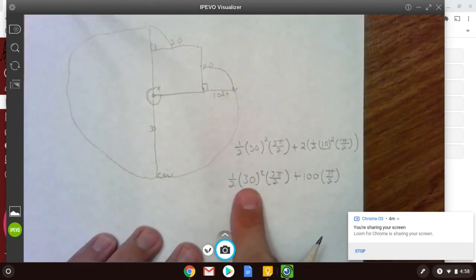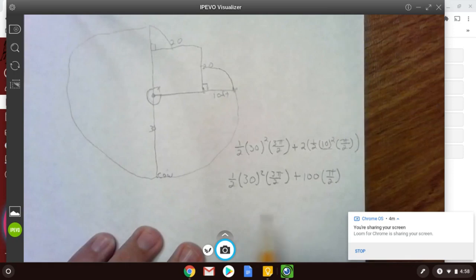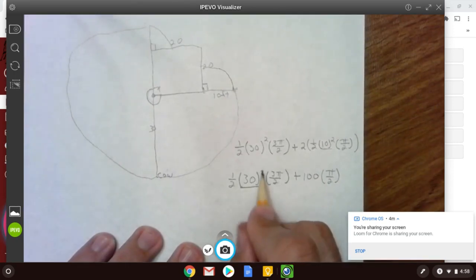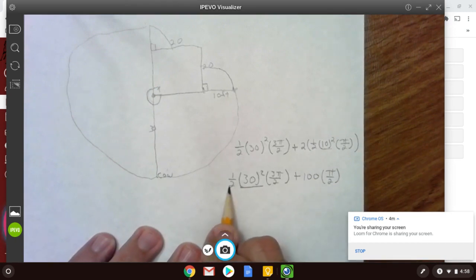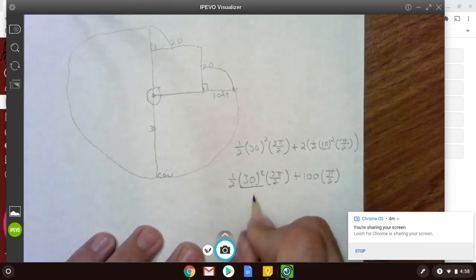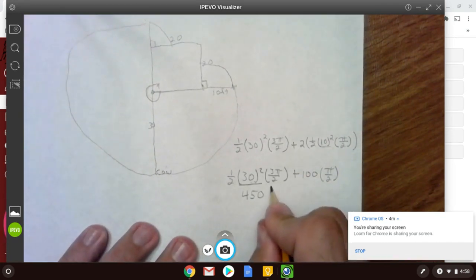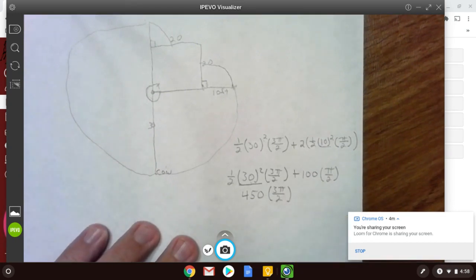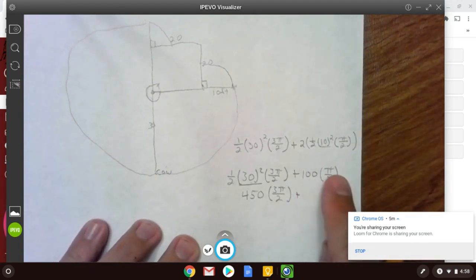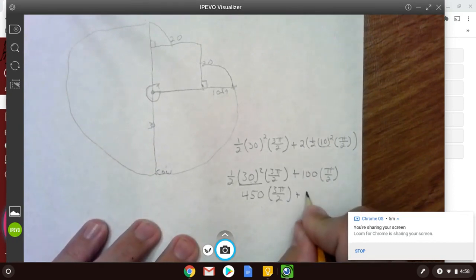I should have went ahead and simplified this too. I'll do it in one swoop. We've got 30 squared. 30 squared is 900, and we're taking half of 900. So that's going to be 450. Okay. Then you've got that 3 pi over 2 plus, this is 100 times pi over 2. Well, the 100 and the 2 can simplify. So that'll just be 50, 50 pi.